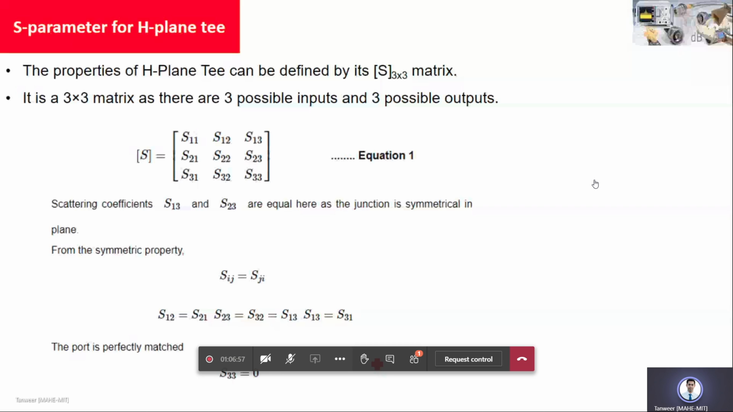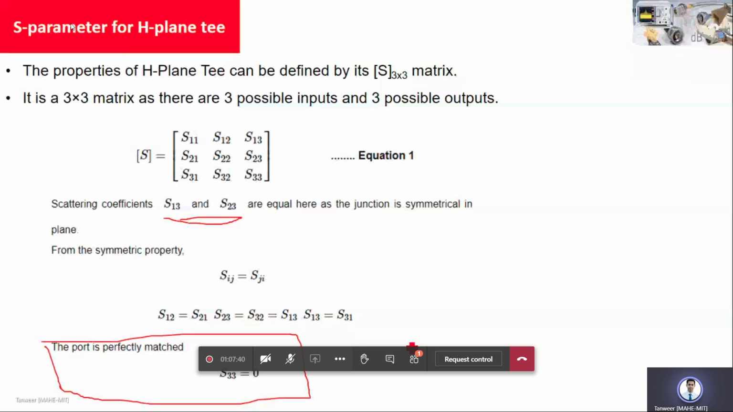It is also a 3-port device. So it will be represented by what? A 3 cross 3 matrix, which is S11, S12, and so on. Same as given here in equation 1. Now, as I told you, S13 and S23 are in the same phase, so we are considering them the same. Now from the symmetric property, we move forward. S12 will be equal to S21, S23 is equal to S32, S13 is equal to S31. Now again we are considering that port 3 is completely matched. That means S33 is equal to 0.